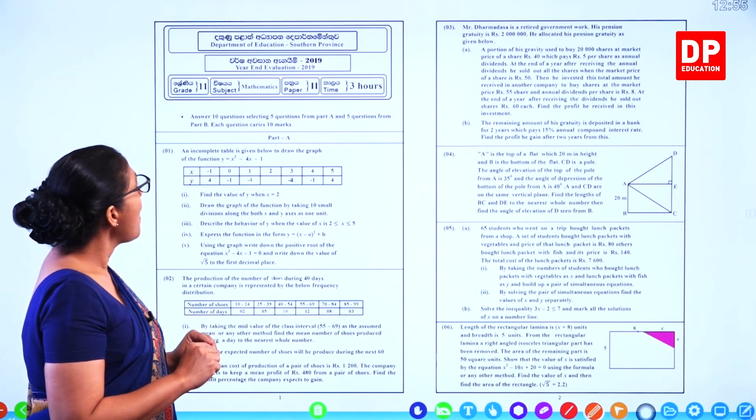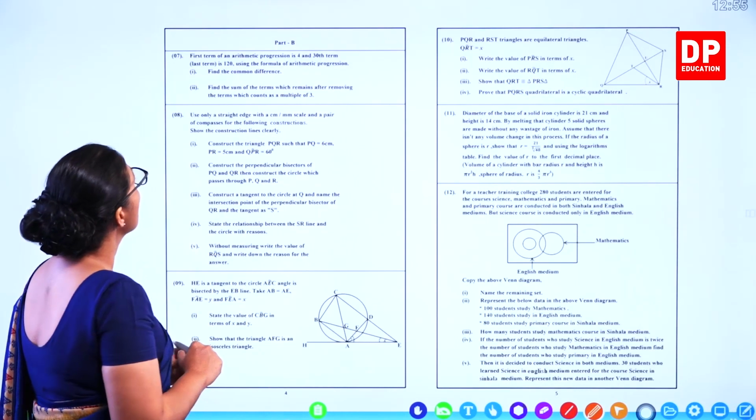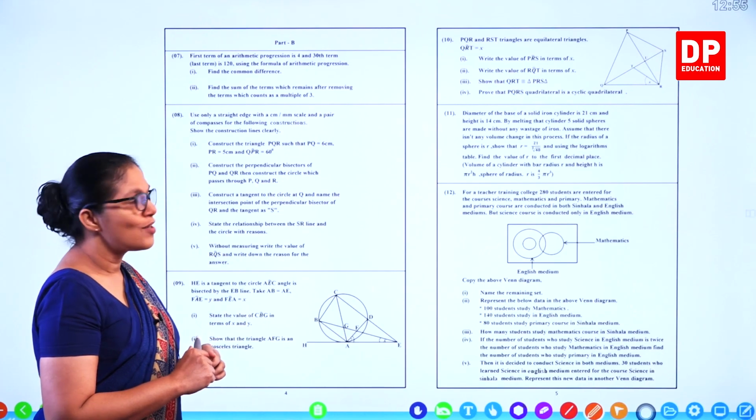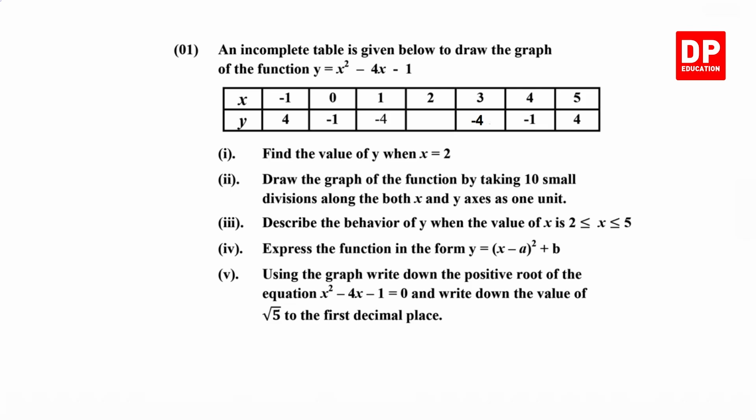In the first part, you get questions 1 and 2 on the first page, and 3, 4, 5, 6 on the second page. In Part B, questions 7, 8, 9 are on the third page, and on the fourth page you get questions 10, 11 and 12. So let's do the paper now. Let's do question number 1.